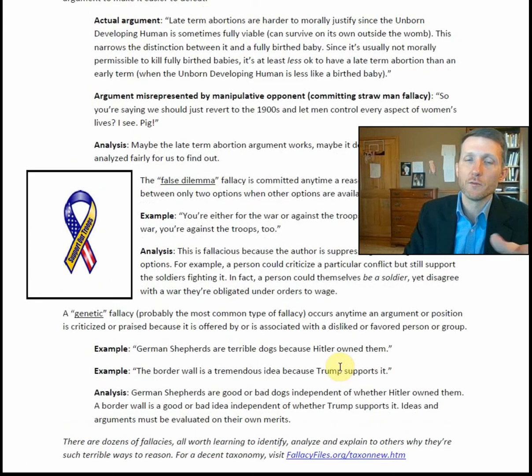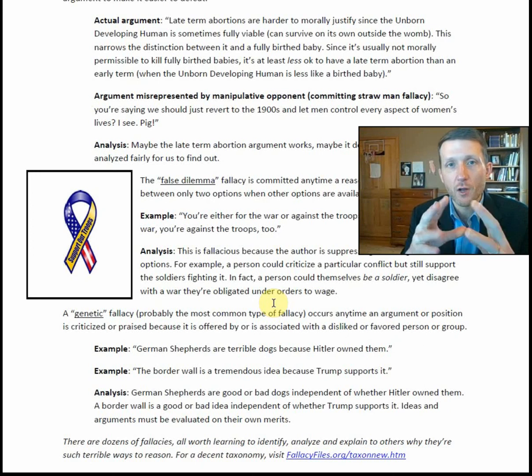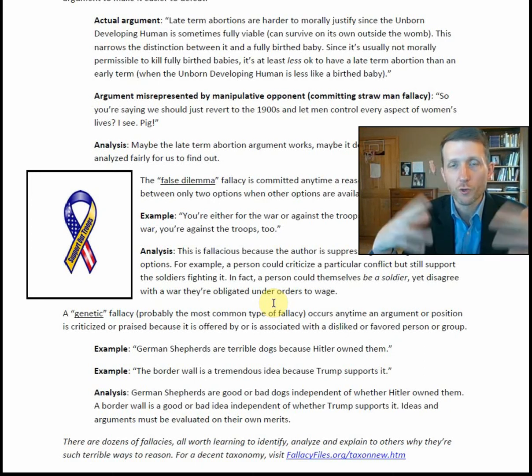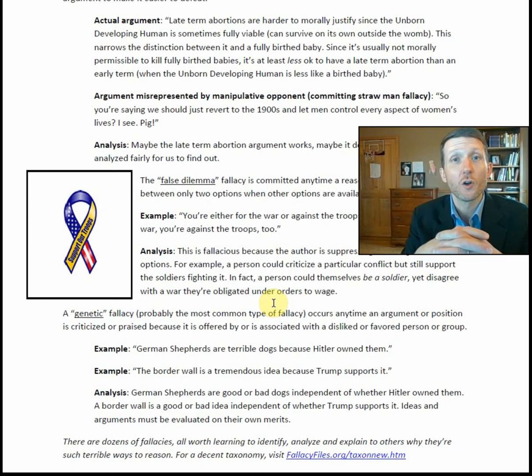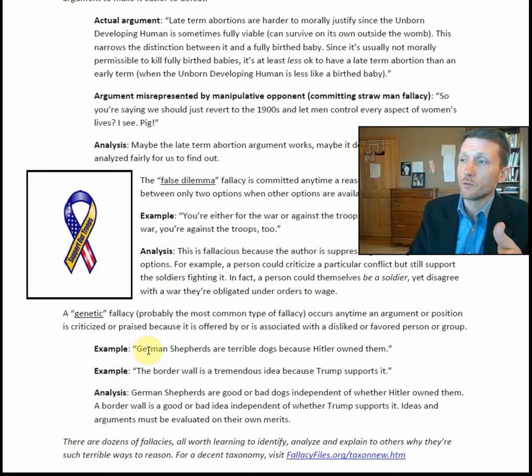One of the most common reasoning fallacies is the genetic fallacy. There are many different forms of this. The genetic fallacy occurs whenever you either reject or endorse an argument based on its source. So say, for example, you really like the person saying it, so you conclude that it must be good, or you really don't like the person saying it, so you conclude it must be bad. Two examples here. One, German Shepherds are terrible dogs because Hitler owned them. Or two, the border wall is a tremendous idea because Trump supports it. Of course, it's the case that German Shepherds are either wonderful dogs or terrible dogs.